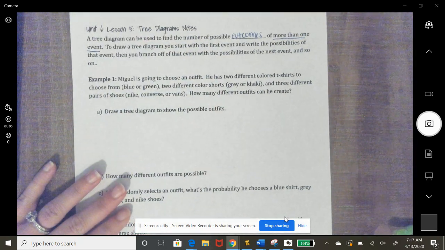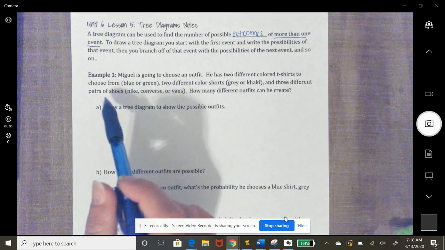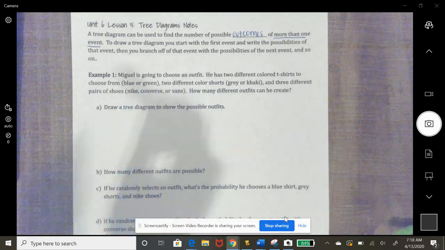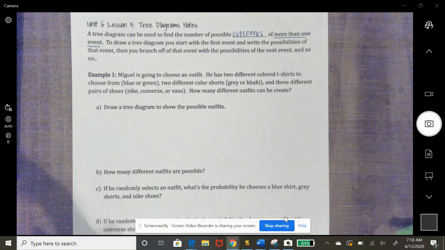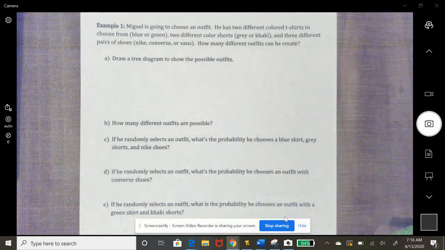So instead of just saying, I'm going to pick from a drawer, what's the probability of choosing a red? You're actually going to be doing two or three different things today. You could be picking a type of shirt, a type of short, and a type of shoes. That changes the number of possible outcomes, because we can combine them in different ways. To draw a tree diagram, you start with your first event and write the possibilities of that event. Then you branch off from that event with the possibilities of the next one, and so on. We'll start with an example.